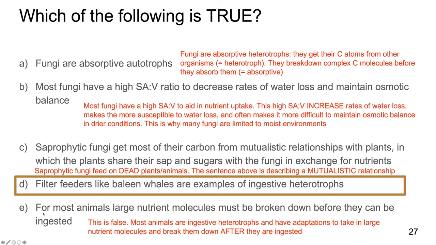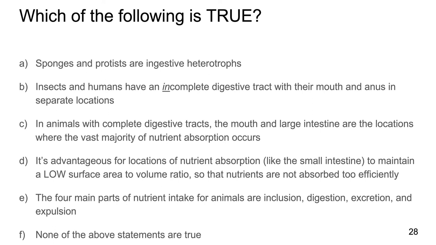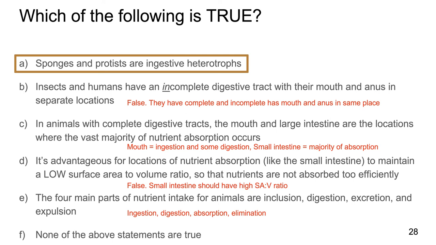Next question. All right. If you said A is true, that is right. Sponges and protists are ingestive heterotrophs. Insects and humans have an incomplete digestive tract with their mouth and anus in separate locations. That's false. That is the definition of a complete digestive tract, and both insects and humans have that.